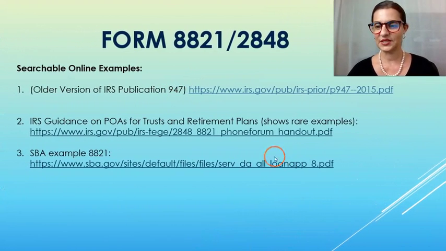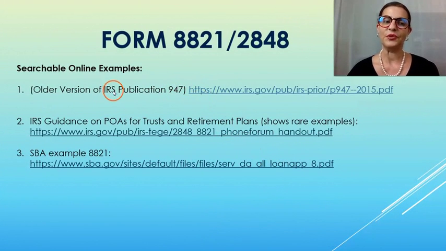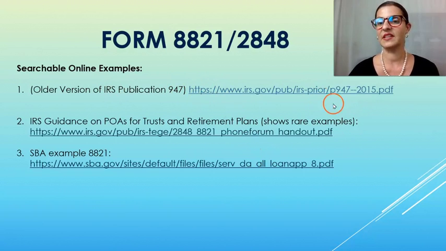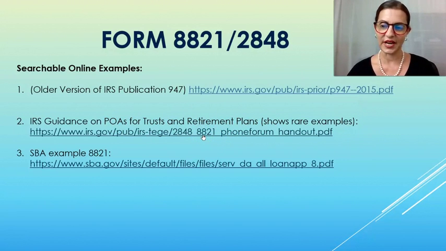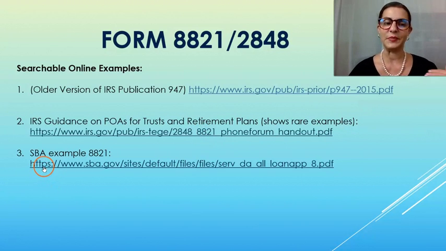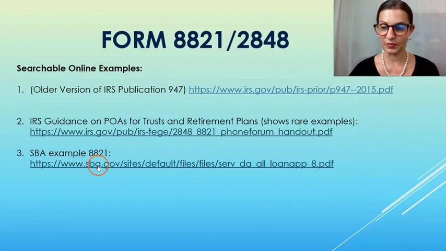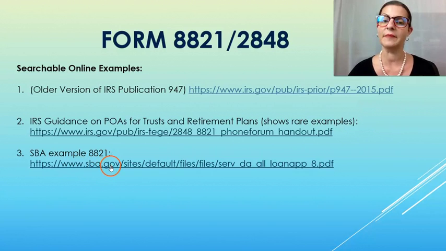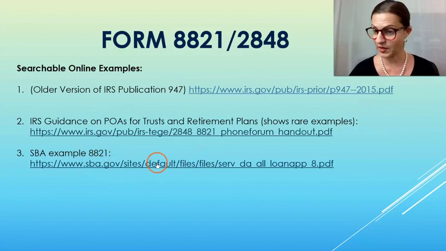Now here, back to our slides, here are some links at the very end where you can view the older versions of IRS Publication 947 that have examples of the 2848 filled out. This also is IRS guidance on POAs for trusts and retirement plans. And this is an actual IRS document that shows some rare examples on what an 8821 or a 2848 looks like when it's filled out for a trust or a retirement plan. And then there's also an SBA example. This is the Small Business Administration, if you're not familiar with the SBA, and that shows you a more current version of the 8821.